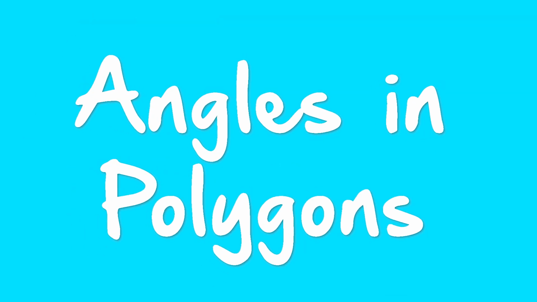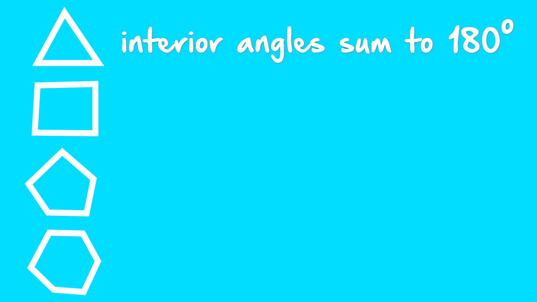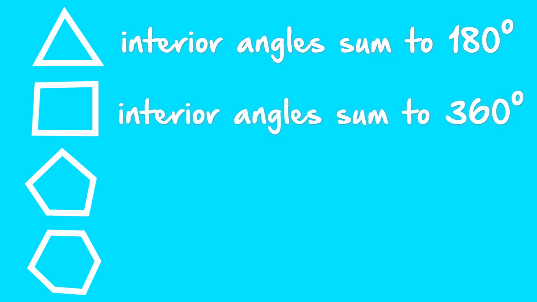Angles in polygons is a question that comes up often. And with these, I tend to just go back to basics and I remind myself of the facts that I know, and I build up a picture from there. So I know that the interior angles of a triangle add up to 180 degrees. And the interior angles of a quadrilateral, a four-sided shape, add up to 360. And that reminds me that they go up by 180 degrees each time. So for a pentagon, a five-sided shape, I'm going to have to add on another 180. So that would be 540 degrees.